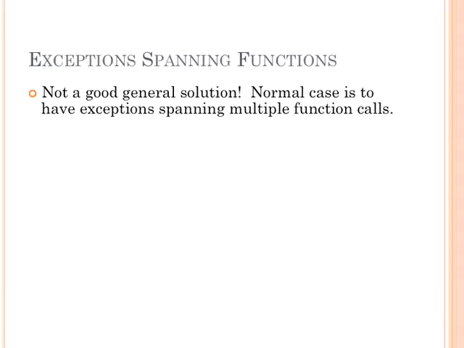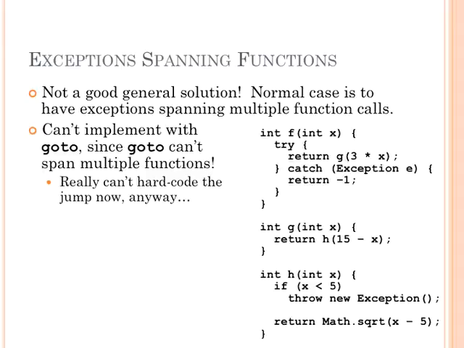The problem is, we can't use this technique if we have exceptions spanning multiple functions. We don't have any way of go-toing from one function's body into another function. Let's say that we have this code. So f, g, and h, we call f, and it goes and calls g, and if g complains, then it will catch the exception. G calls h, and h is the thing that if it gets a value that's less than 5, it's going to throw an exception. I just realized that all of these functions take and return ints, and we're using square root on it, so I don't know that that makes a lot of sense, but just roll with it.